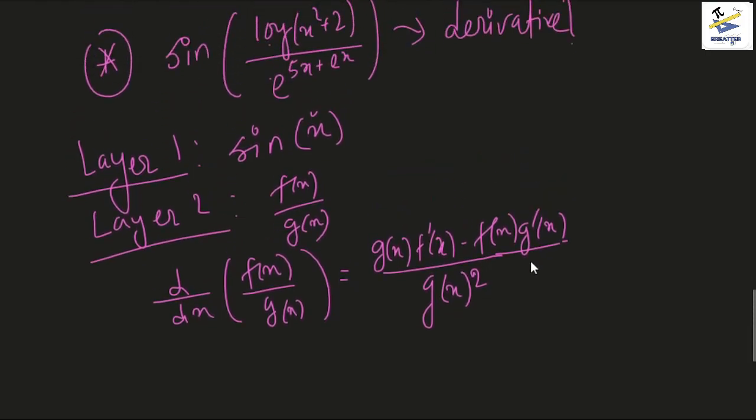What is layer number 3? So in f(x) there are two layers, right? How many layers are there? f(x) has a layer which says that the inside function is x squared plus 2. Similarly, g(x) has a layer which says that the inside function is e to the power 5x plus e to the power x, right? But these layers do not really matter because we already have an f(x) by g(x) thing here, right? So we are going to use them here directly.